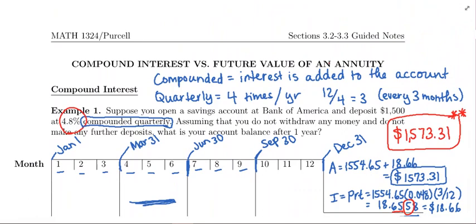So in the next example, we are going to look at the same scenario from an annuity perspective. Same numbers, same deposit, same interest rate, same 1 year time period. But instead of compound interest, it's going to be an annuity, and we're going to see how it differs. So let's go ahead and take a look at example 3, which will be an annuity.